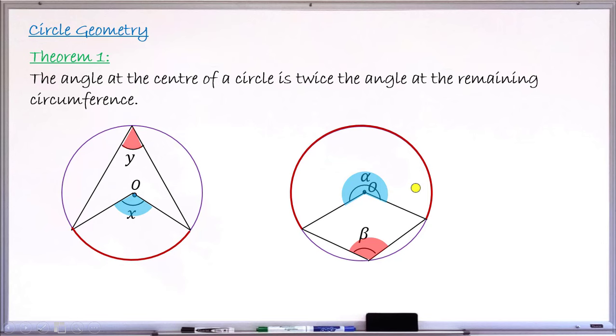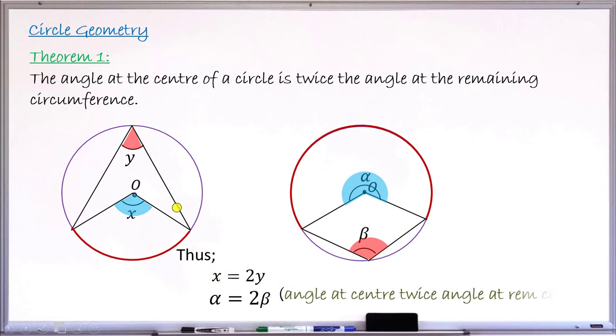If I go to this drawing also, if you look at this arc that I colored red, that is the major arc, then the remaining circumference will now be here. So this arc now subtends an angle alpha at the center of the circle, and it is now colored blue. And the same arc subtends another angle beta, colored red, at the remaining circumference. So according to this theorem, in both of these two drawings, the angle at the center will now be twice, meaning 2 times, the angle at the circumference.